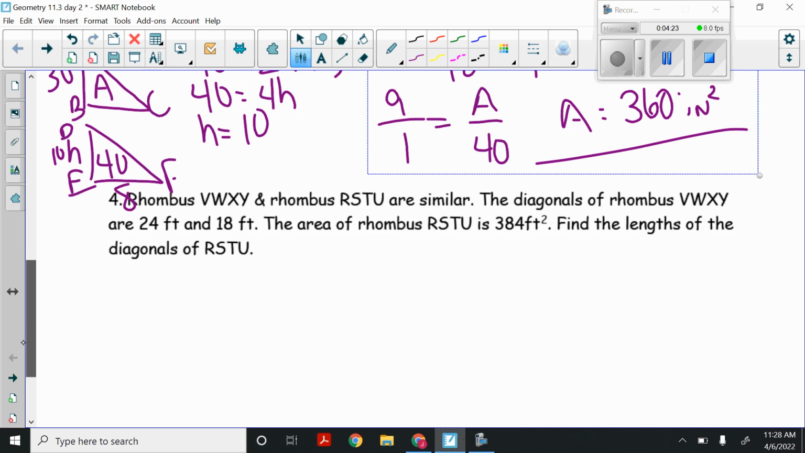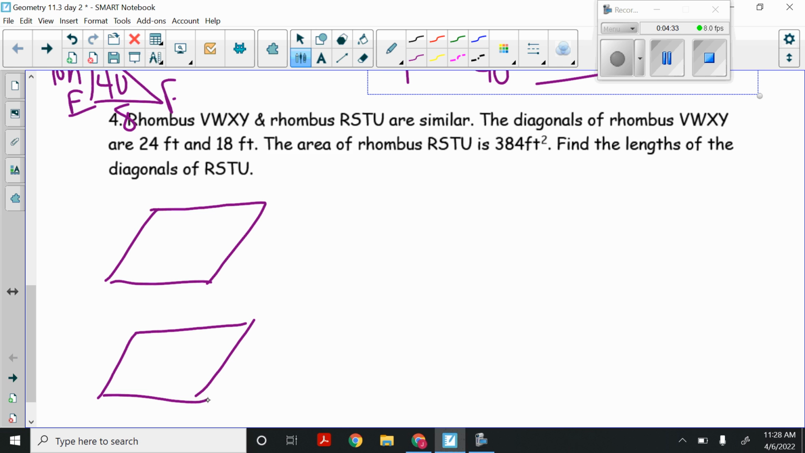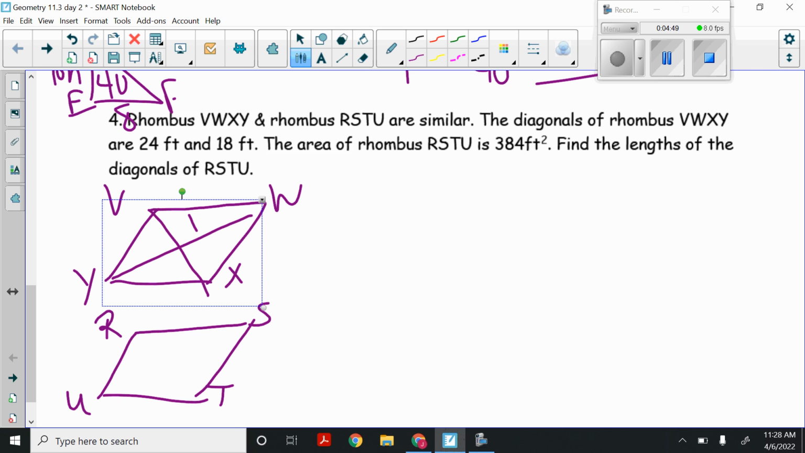All right, now let's throw a rhombus in here. Rhombus VWXY, and rhombus RSTU are similar. Mine look more like parallelograms right now, but that's all right. The diagonals of this first rhombus are 18 and 24. The area of this other rhombus is 384 square feet. Find the lengths of these diagonals.